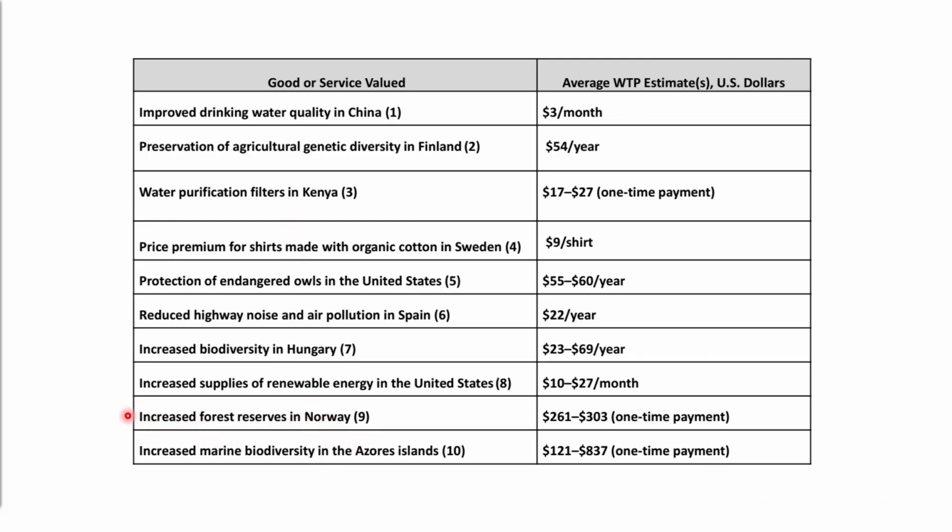And so, for example, you take a look at Norway, the increased forest reserve. So now for Norwegians, they're willing to pay $260 to $300 one-time payment to increase forest reserves. Okay, and I want to compare that to Kenya, say. So Kenya is a developing country, and water contamination is a serious issue. So for water purification filters, a one-time payment, the maximum that they're willing to pay is $17 to $27. Now, I don't think it would be fair to conclude that Norwegians care about forests more than Kenyans care about water treatment or clean water.